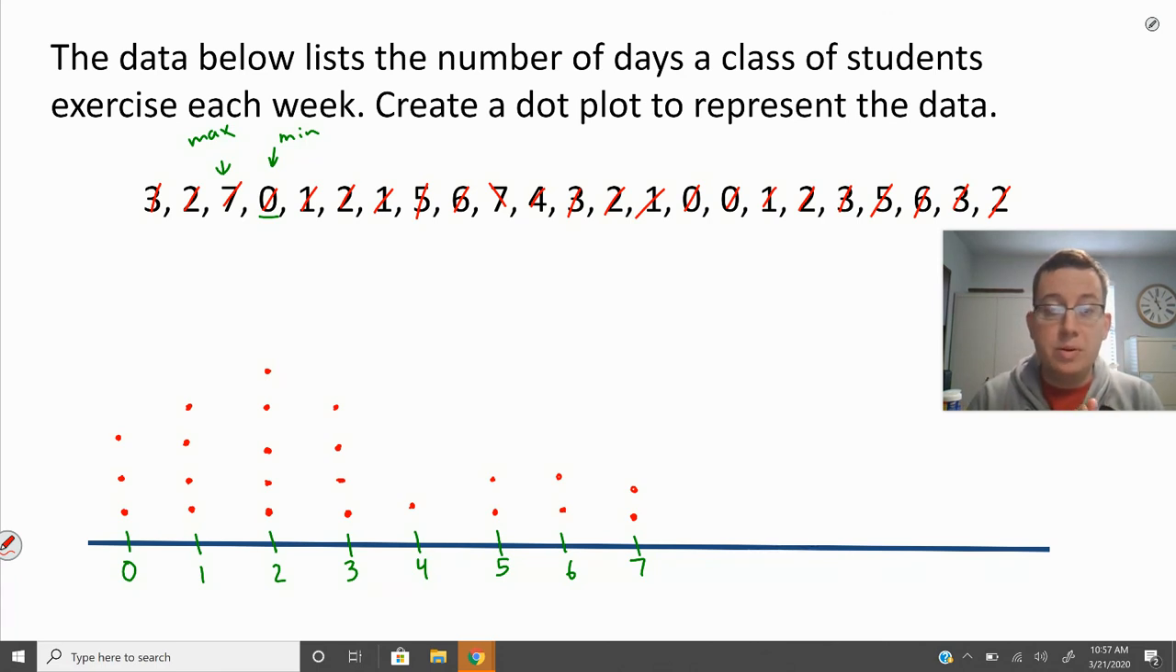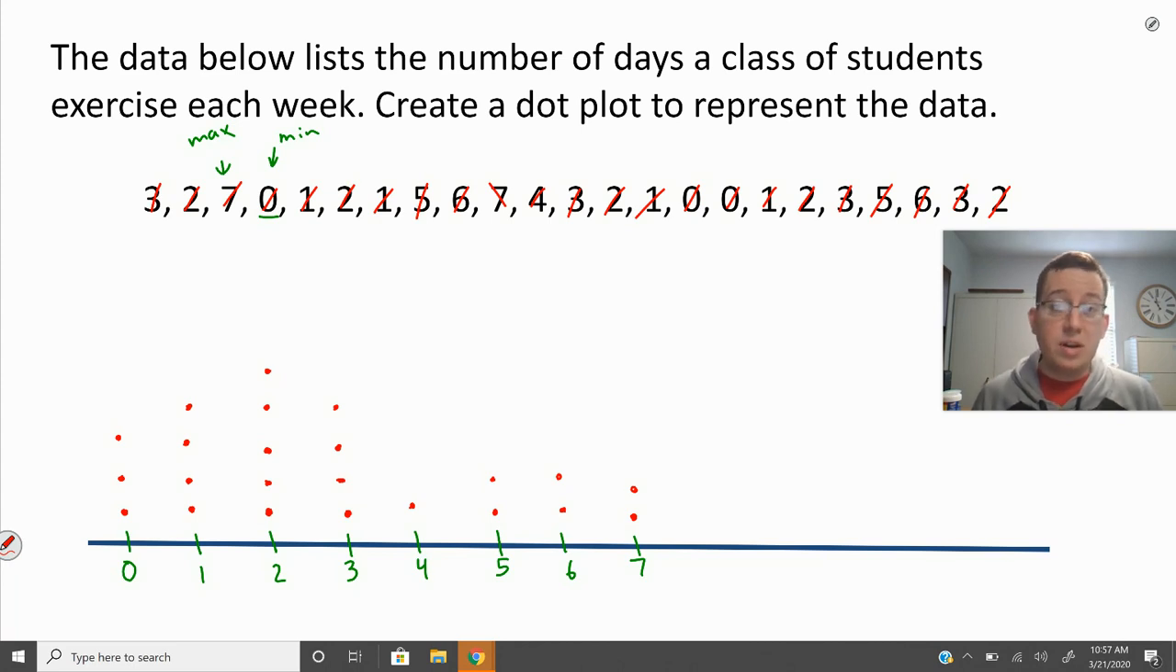I've got a couple people who are diehards. They're working out 4 to 7, but it looks like I've only got, let's see, that'd be 1, 2, 3, 4, 5, 6, 7 people who work out between 4 and 7 days a week. Those are your real diehards. But for the most part, it looks like this class is relatively healthy. We've got some 2s and 3s. That's not bad. So we've got our dot plot. And that's it. That's how we make one.